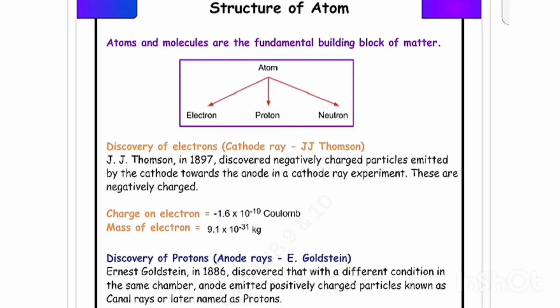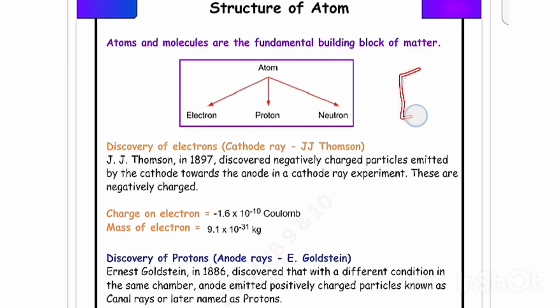Students, so today let's study about the structure of atom, one of the easiest and most important topics of your 9th standard. So, what is an atom? An atom is the smallest particle present in this universe. Let me give an easy example through which you can understand it thoroughly.